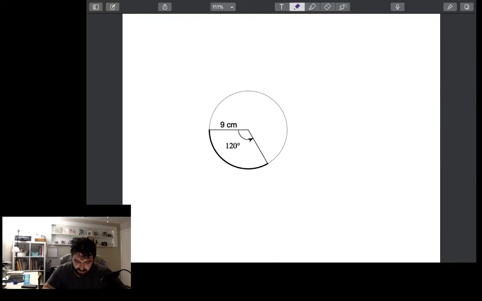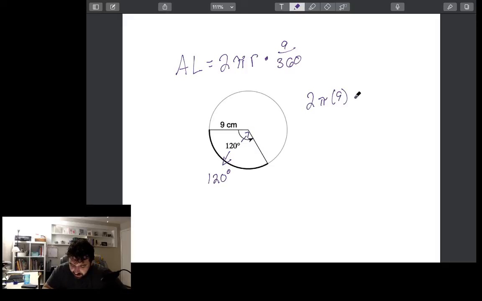First one up, I've got this lovely circle here with a 9 centimeter radius and a 120 degree central angle. Because it's the central angle measure, that also means that it's our arc measure at 120 degrees. And again, our arc length formula is 2 times pi times the radius times that arc measure over 360. And just like we've been doing, we are basically just plugging straight into the formula and solving things out. So 2 pi times 9 times 120 over 360.